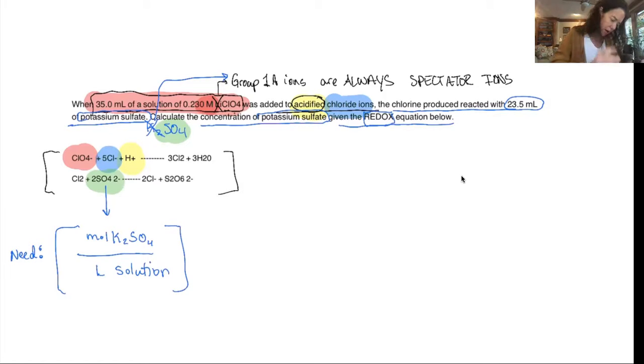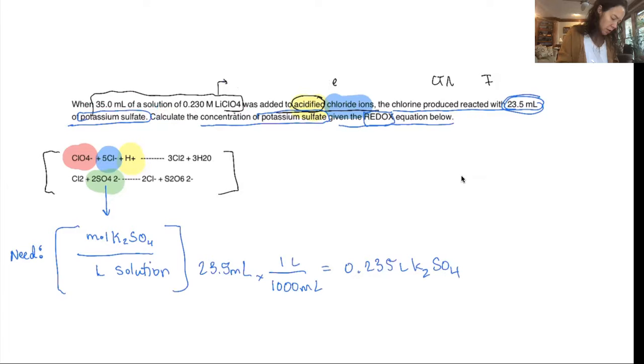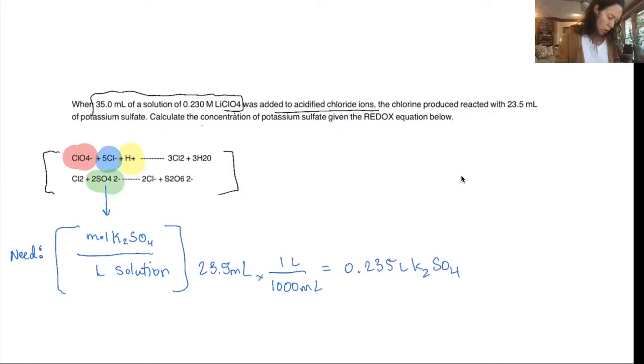So what do I know about my potassium sulfate? I know that I have 23.5 milliliters of it, right? So let's go ahead and get that into our liters. And we know that that's going to be this many liters of K2SO4. All right, labels are good. All right, let's look at what I have the ability to clean this up. So I'm going to do that. Okay. I've already used that number. I've already used that. What's missing? Let's write our data down here.